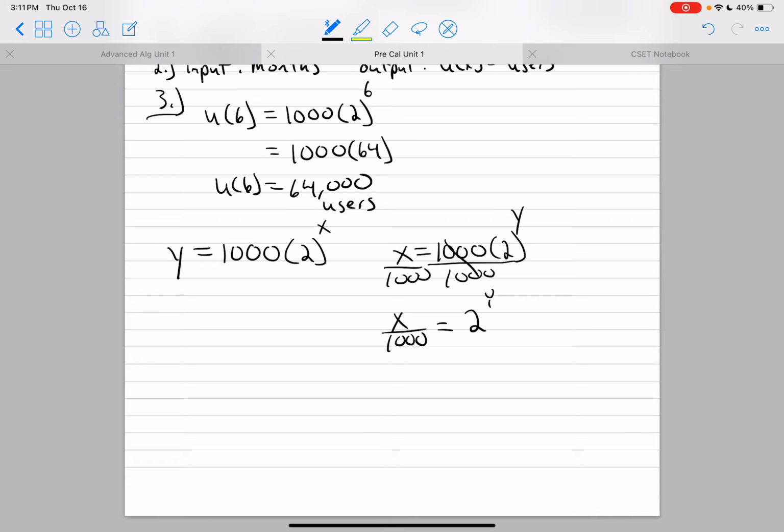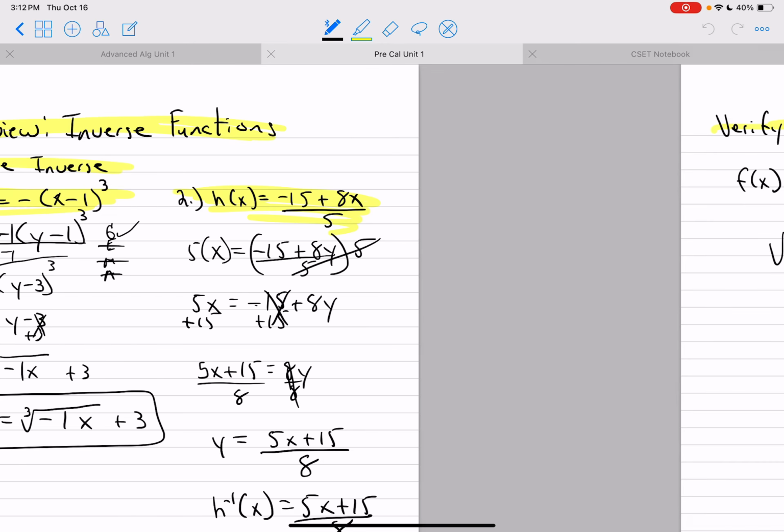And what you know, at least what you know how to do right now, we have to get rid of a base 2 with logs. So we're going to go log base 2 of 2 to the y. And those are going to cancel. And we're going to go log base 2 of x over 1,000. So we had to do a log base 2 on both sides.